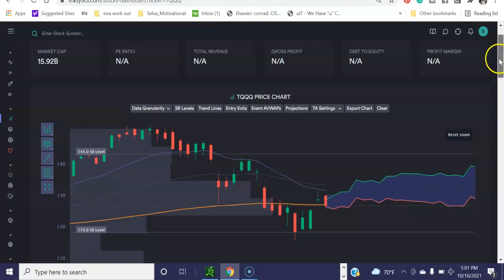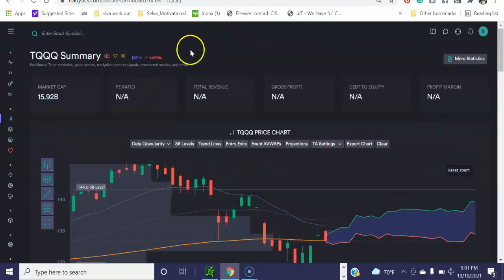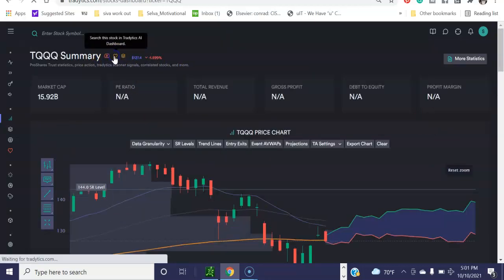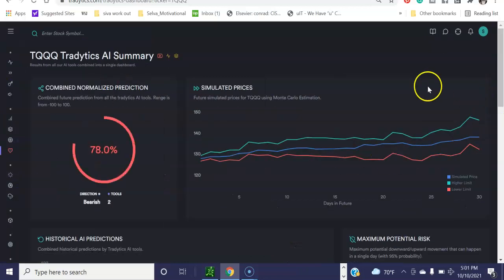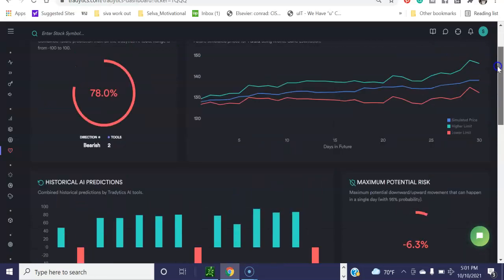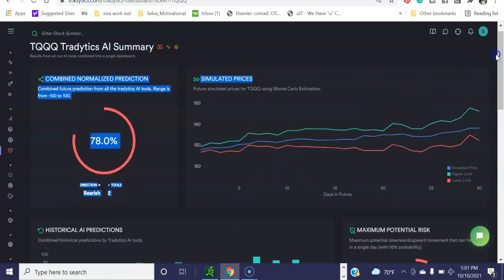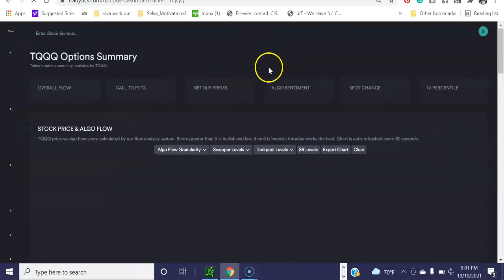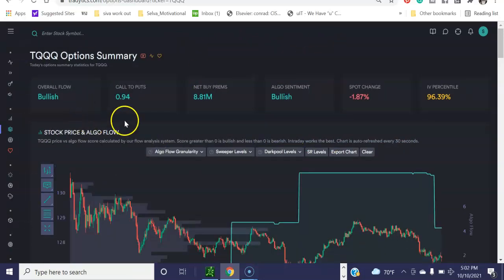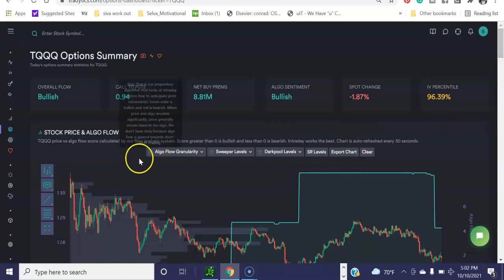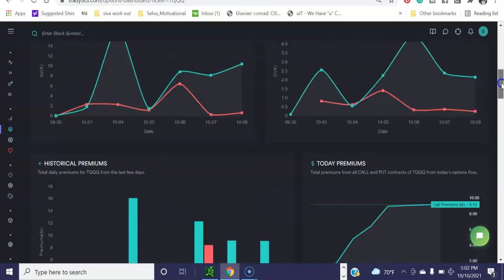Now the stock is at 127. Let's look at AI. AI is negative. Okay, so let's look at option flow. Option flow is bullish, algo is bullish.